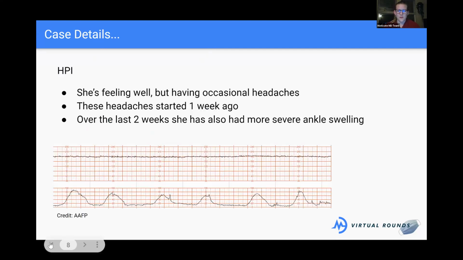Okay, so going back to the HPI, she started having headaches about 1 week ago, and she's had some more ankle swelling. And I was saying, maybe this part got cut off, but for a person who's 35 weeks pregnant, it's not uncommon to have ankle swelling at this part of your pregnancy, but it's also something that should be looked into and get some more information on. So the headaches and the ankle swelling are the two new things for her.